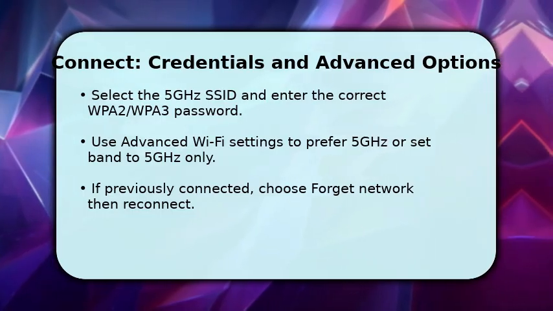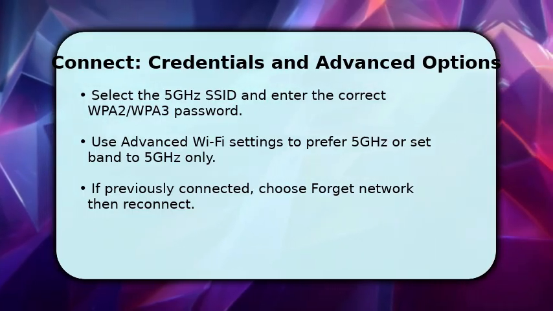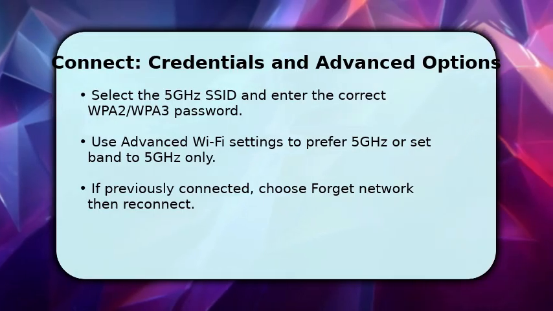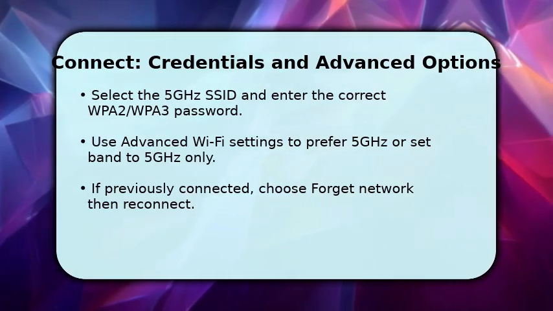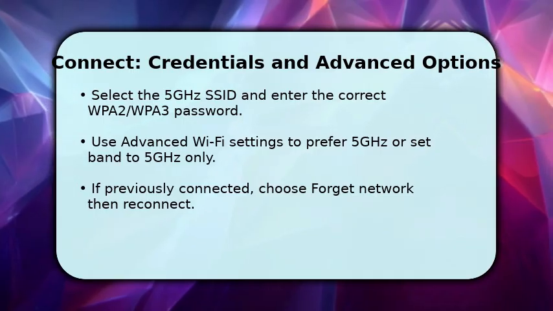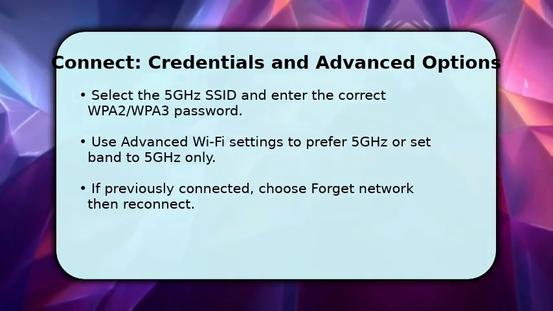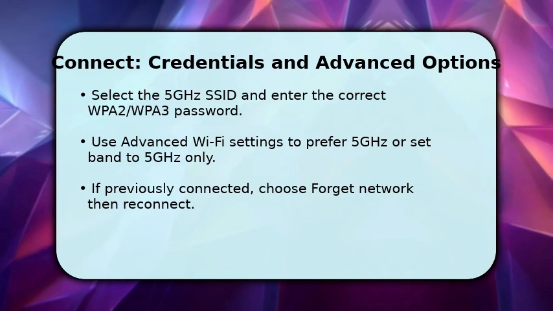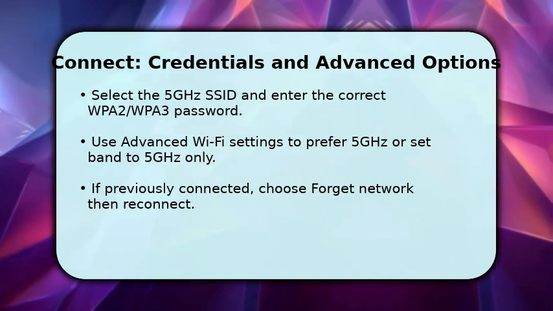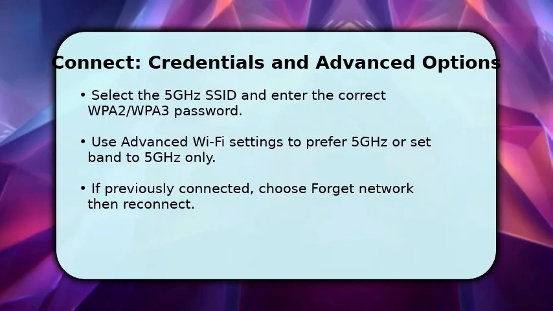Some phones let you select a preferred band or limit to 5 GHz, which forces the phone off crowded 2.4 GHz. If a stale profile exists, forget the network and reconnect so the new band preferences apply. This avoids old configuration conflicts and ensures the phone requests a fresh IP on the 5 GHz interface.